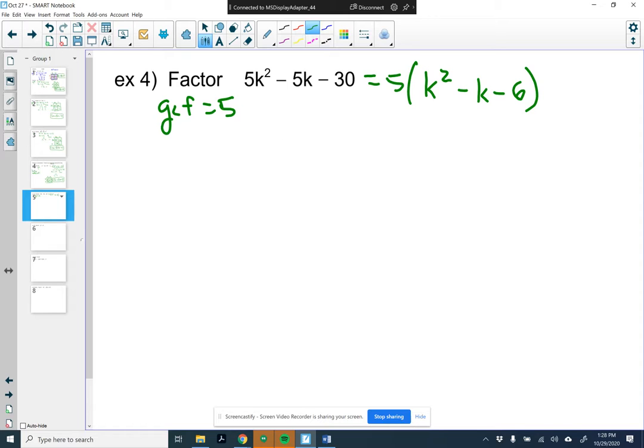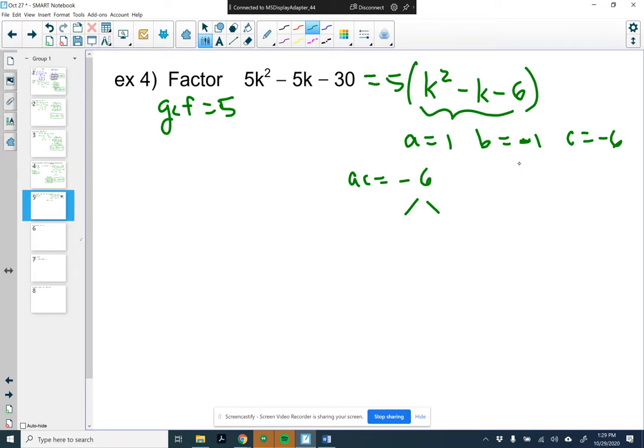Okay? 5k squared divided by 5, divide by 5, divide by 5. That's what goes inside the parentheses. We're dividing out a 5. Remember, factoring is undoing multiplication, so we're dividing them out. Now work with the quadratic inside the parentheses. A is 1, B is -1, C is -6. We're going to do A times C and get -6.